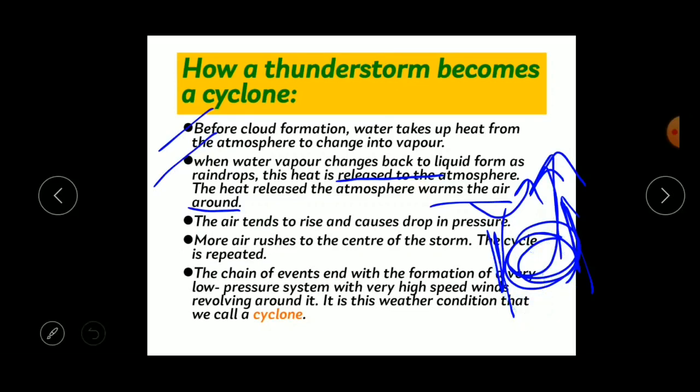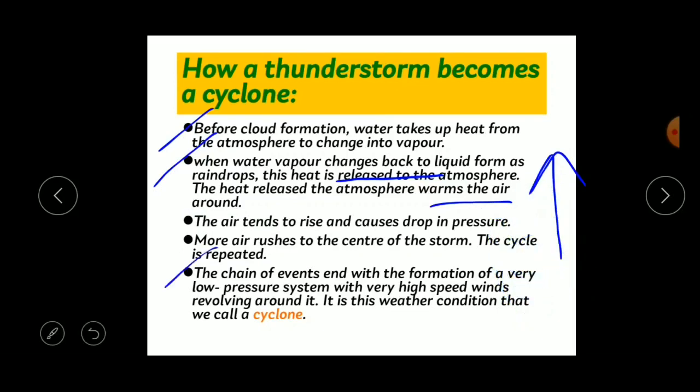The next point is, the chain of events ends with the formation of a very low pressure system with very high speed winds revolving around it. It is this weather condition that we call a cyclone. As a result, a very low pressure region is created, as I told you, right? And strong winds start revolving in that low pressure region. So the high winds start blowing around this low pressure region. This is the condition of a cyclone. This is what we call the cyclone.